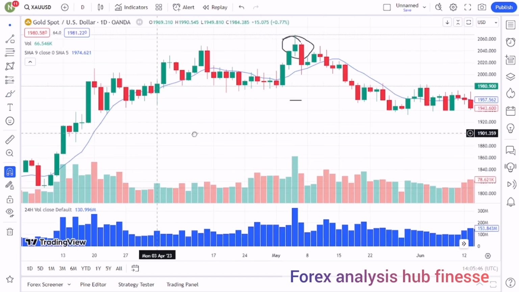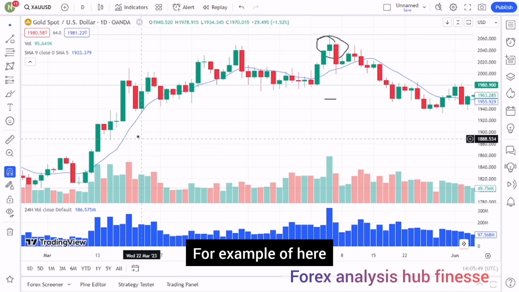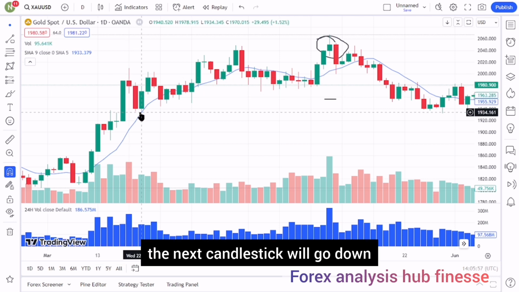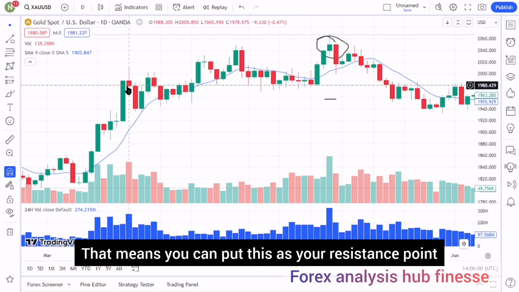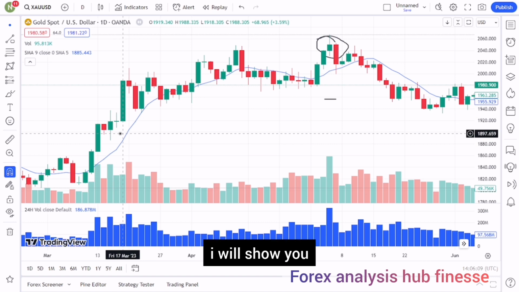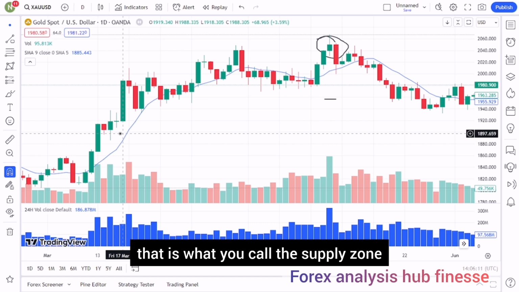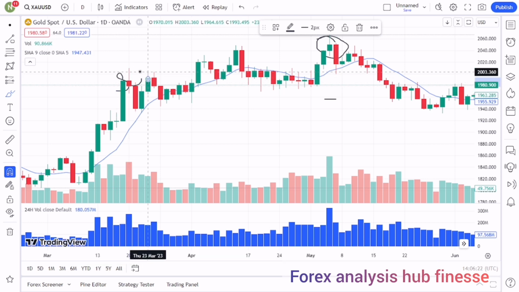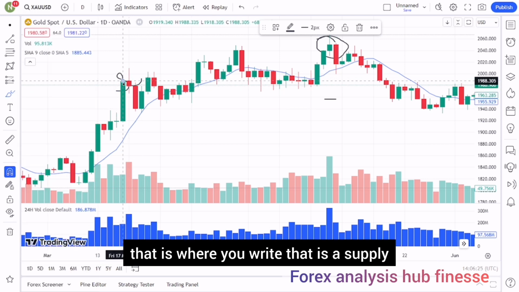For example, here the price rejected with a long wick and then went down. The next candlestick will go down. That means you can put this as your resistance point, and then you can sell shortly to the next demand point. That is what you call the supply zone. That is where you write this is a supply.